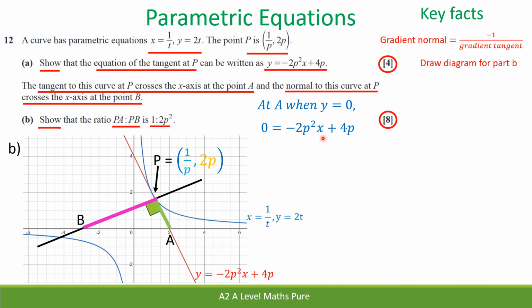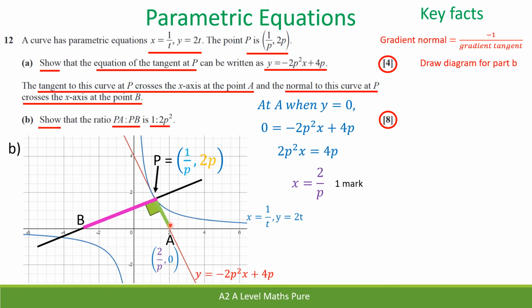We've got to rearrange this to find the x coordinate. So if I add 2p squared x to both sides, and then divide both sides by 2p squared, gives me x is equal to 2 over p for my first mark. So that gives me the coordinate here, A, as 2 over p, 0. So we're now going to work out the length of this line here.